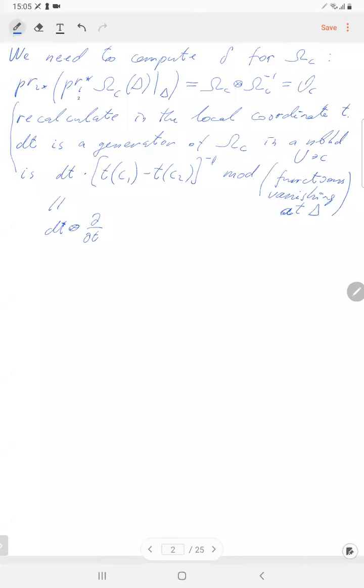And where does the information about C1, C2 go? Pardon me? Again? On the left side of the equality there is a dependence on the points C1, C2, but on the right it is already absent. How did it disappear? Evaluate at the diagonal, right? So C1 equals C2 after this. So when you say modulo functions vanishing at the diagonal, it is the same as to take this and then say C1 equals C2. Okay, but if C1 equals C2, there will be a singularity. Yes, and that's what I have to compute exactly.